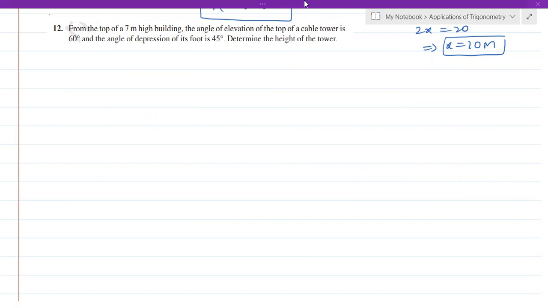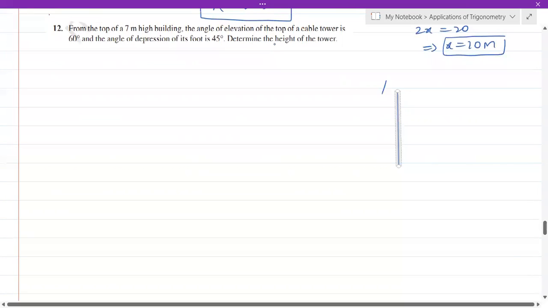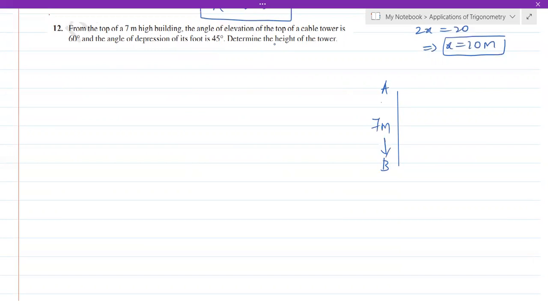So what we have got is a building whose height is 7 meters. Let's say this is the building. Okay. AB is the building which is 7 meter high. From the top of the building, remember, from the top of the building, we are observing the top of a cable tower. Obviously, the tower must be bigger, lengthier than the building, isn't it? Okay, and they've mentioned it as the angle of elevation. So CD is the tower.